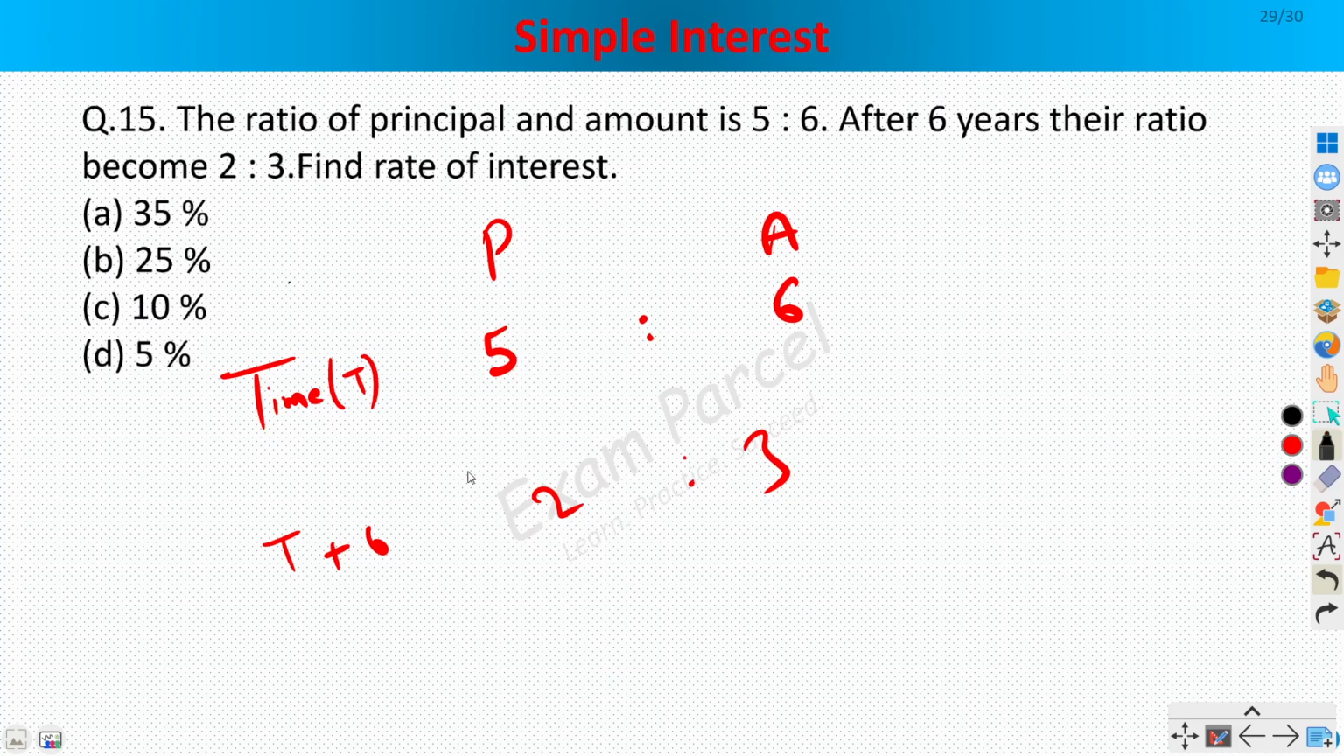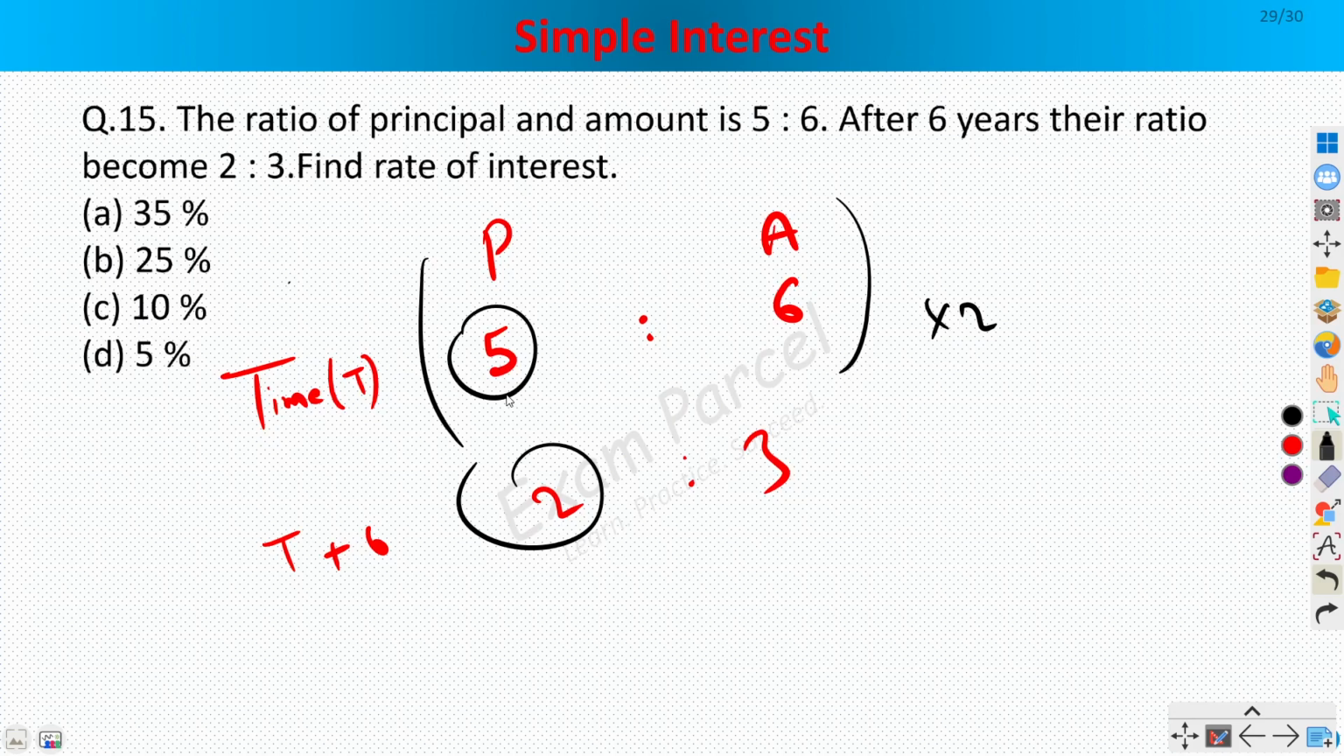Now tell me one thing. Can principal change? Here we have 5 units, here we have 2 units. So basically principal is always fixed, right? So make them the same. How can we make them the same? The ratio is 10, so take both of them to 10, right? So we multiply this by 2 and this by 5. So you will get 10 is to 12 and you will get 10 is to 15.